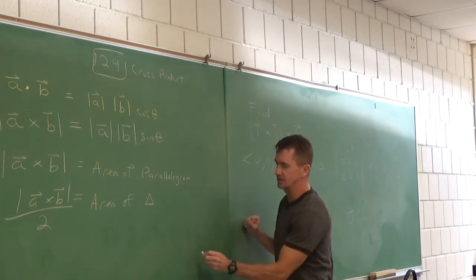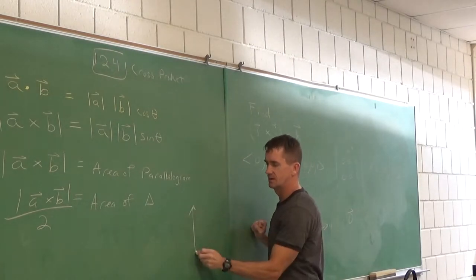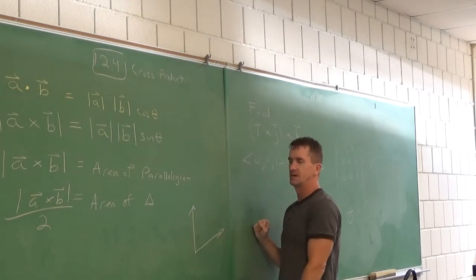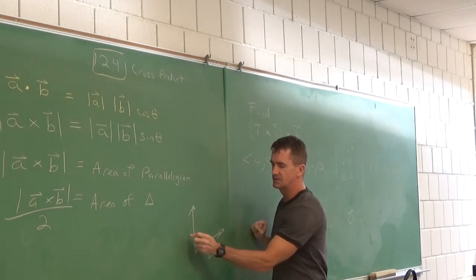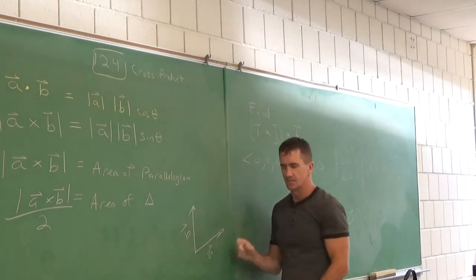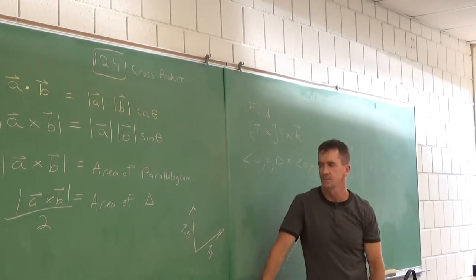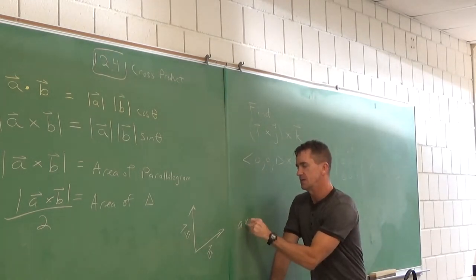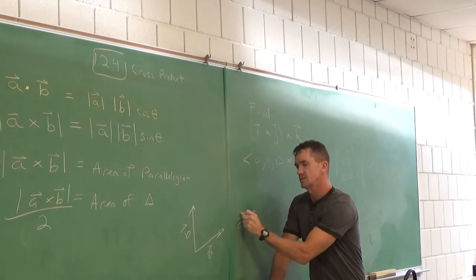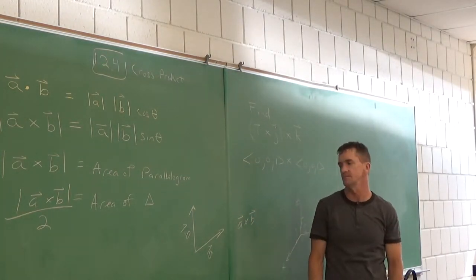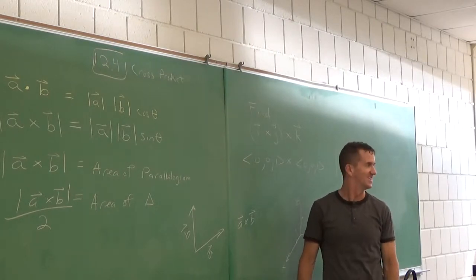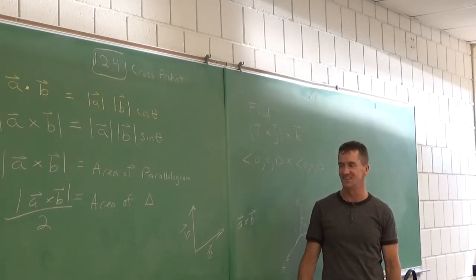Let me draw another picture. Let's say I get a vector here, and a vector over here. This is vector A, and this is vector B. If I did A cross B, could you tell me something? Would the vector be coming out of this green board or into the wall? Man, you're quick with the right-hand rule. That was good.